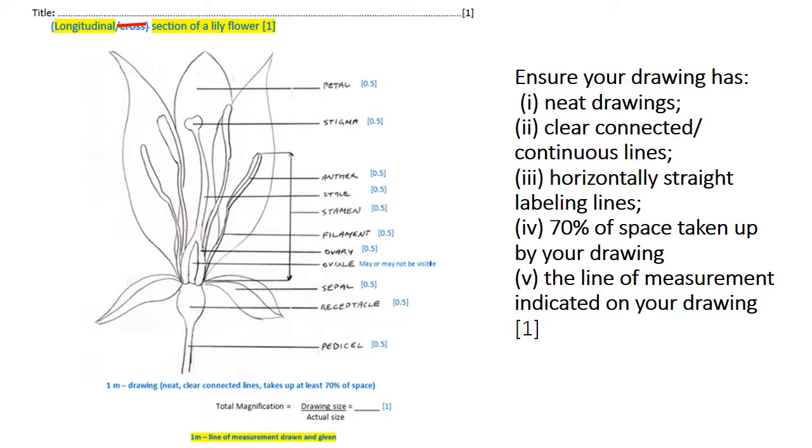Next, if you look very carefully, all the labels are: petal, stigma, anther, style, stamen, filament, ovary, ovule, sepals, receptacle, as well as pedicel. Each of these must be correctly, accurately labeled, as well as spelled correctly, in order to get half a mark for each of these labels. Also take note that your drawing is worth 1 mark.